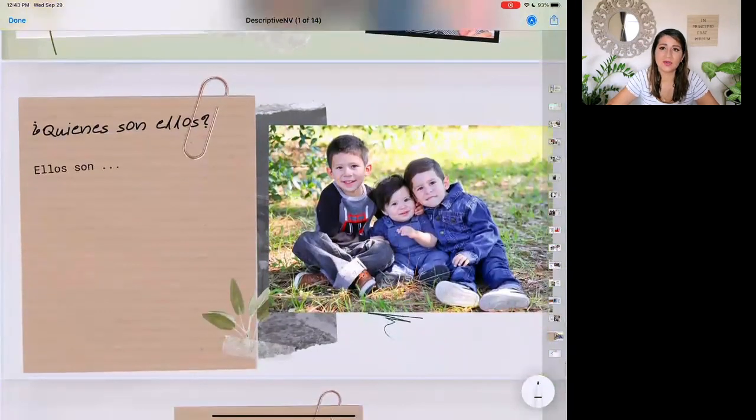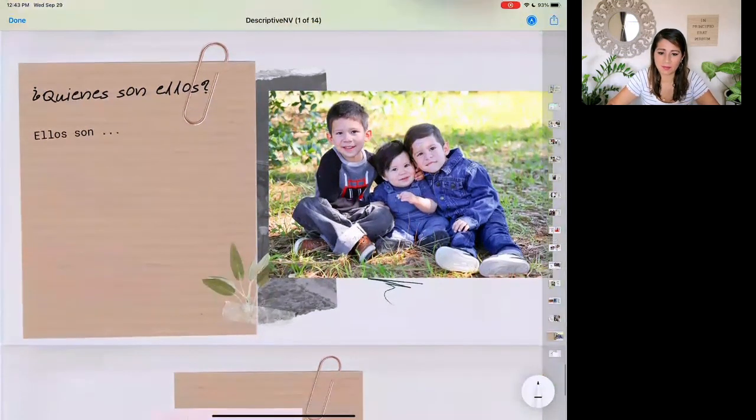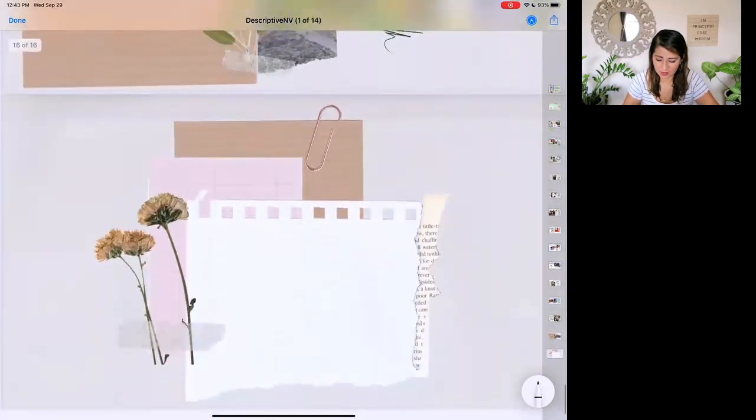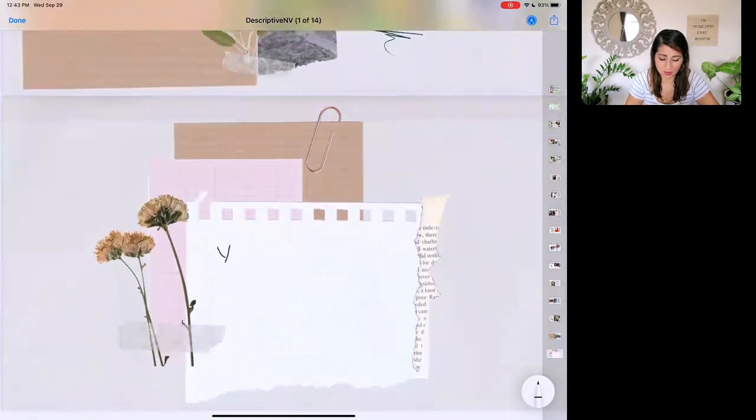Ok, ellos son mis hijos. Ellos son mis hijos. Mi esposo y yo tenemos 3 hijos, 3 niños. So to describe them, I'm going to give you a few more adjectives. Ellos son cómicos, traviesos y adorables. So, cómicos, you guys know it's funny. Traviesos is the word for mischievous. And adorables, I think you can guess, right? Adorable.